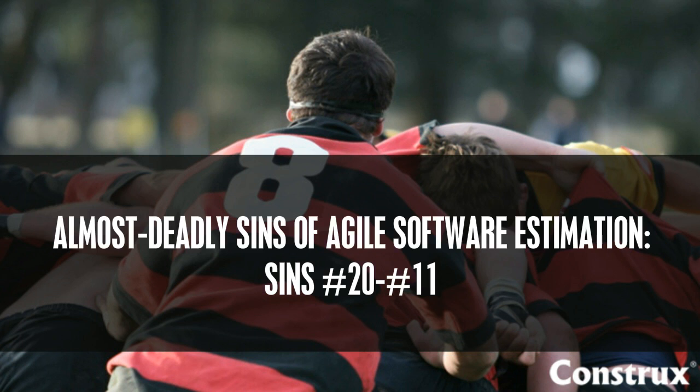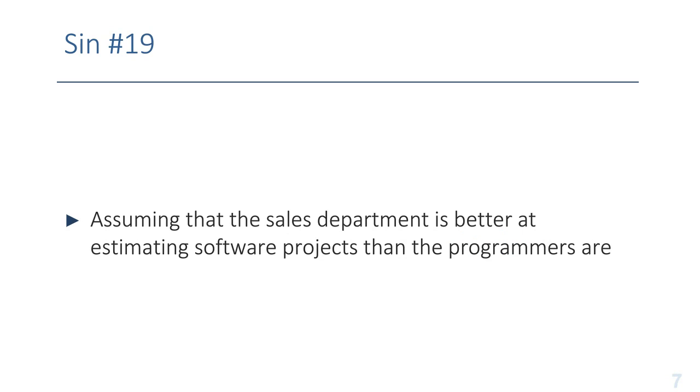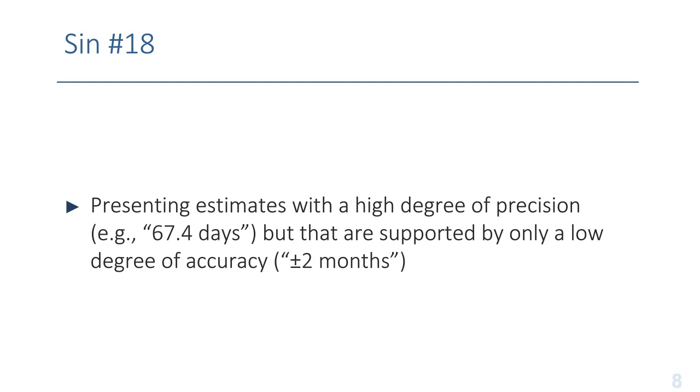Now, of course, one of the problems when you go to construct a list of 10 deadly sins of Agile estimation is limiting yourself to only 10 deadly sins. There are so many things that can go wrong. And so I'd like to start by introducing the almost deadly sins of Agile software estimation, so sins number 20 through number 11. Sin number 20 would have to be telling someone you're writing an estimation book, because they always say, when do you estimate you'll be done with that? Ha ha ha. And that joke gets really old after 8 years.